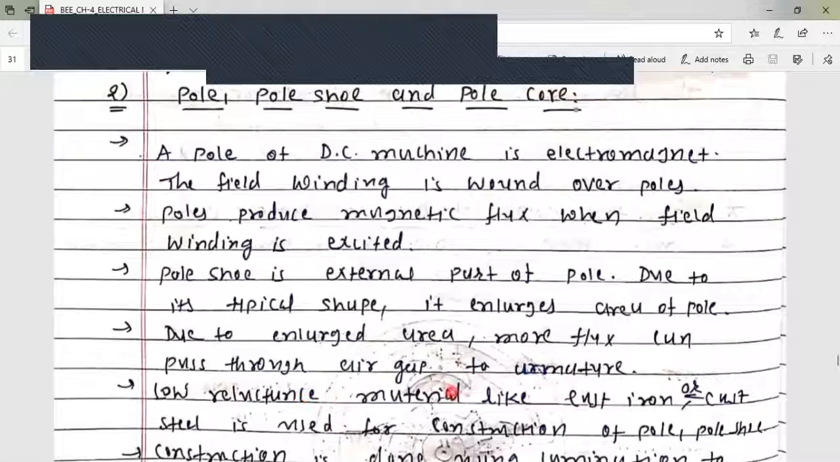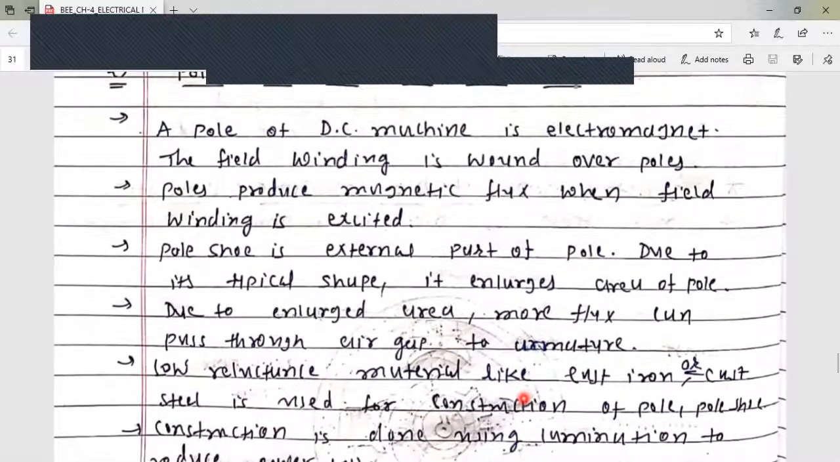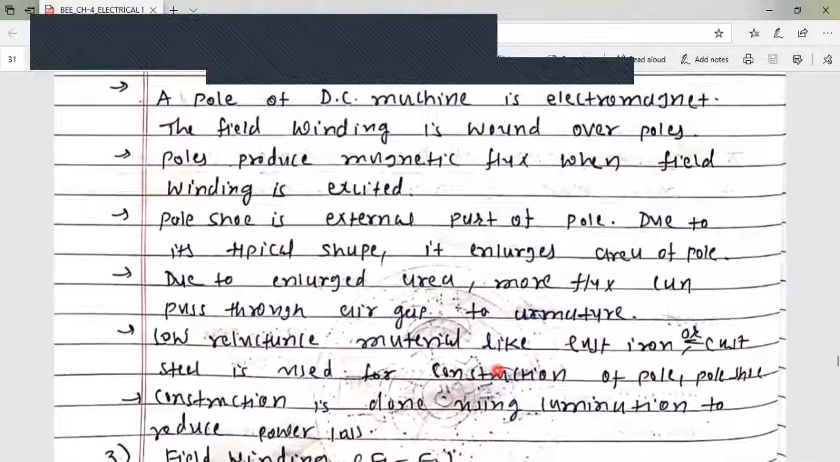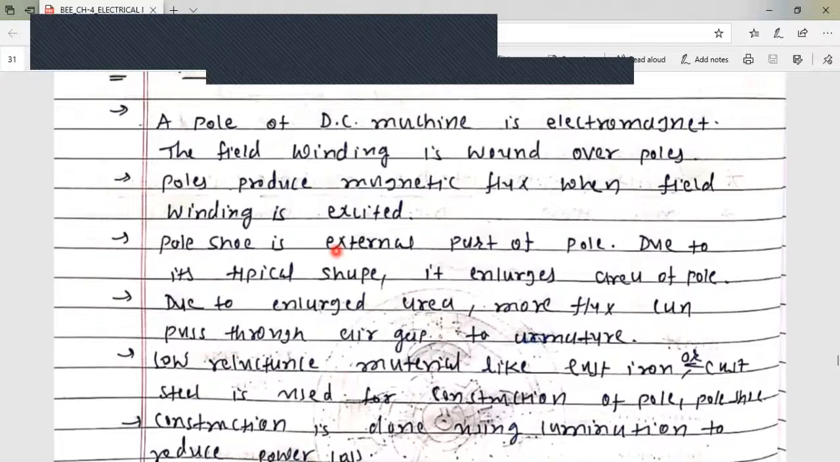Okay. So low reluctance material like cast iron or cast steel is used for construction of the pole shoe. Construction is done using lamination to reduce the power loss. Okay. So you have to keep in mind that the pole is nothing but an electromagnet. Field winding is over the poles. When we apply electric supply to this field winding, magnetic flux is produced. Okay, and this flux links with the armature.